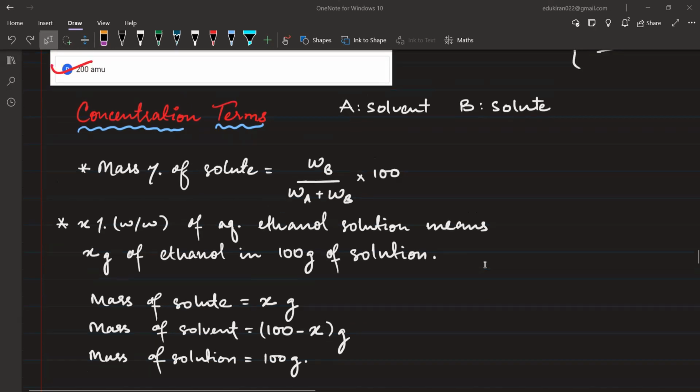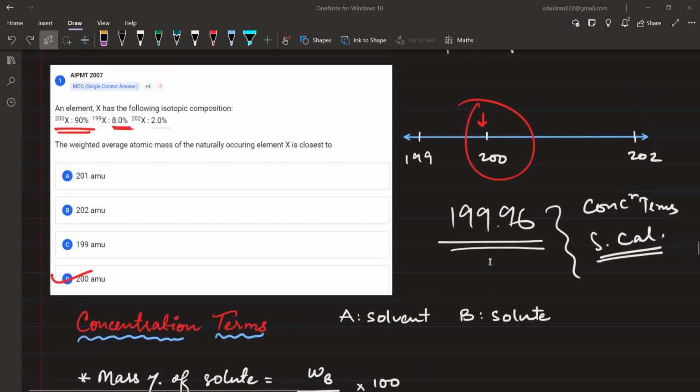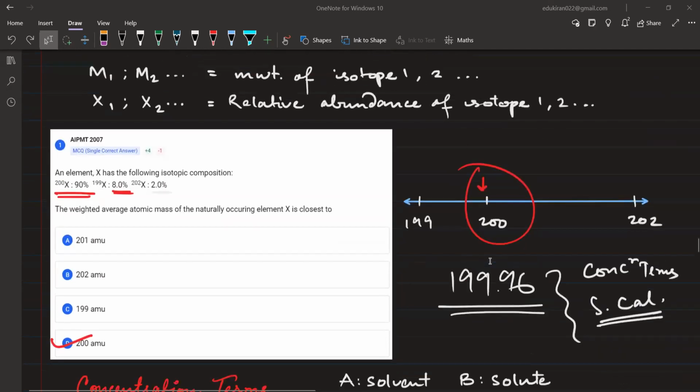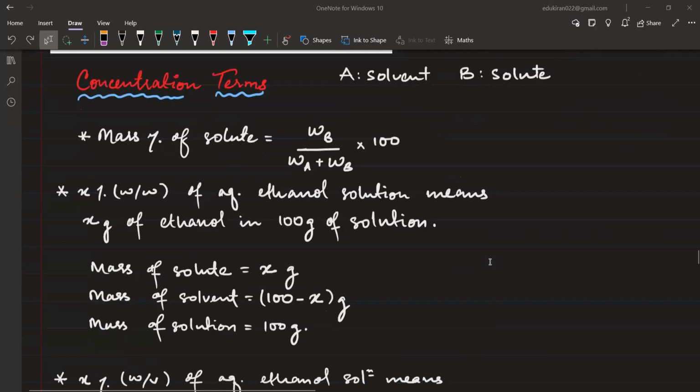In the last lecture, we did the last question on the average atomic mass, or average atomic weight, or molecular weight. Okay, so today we are going to deal with concentration terms.